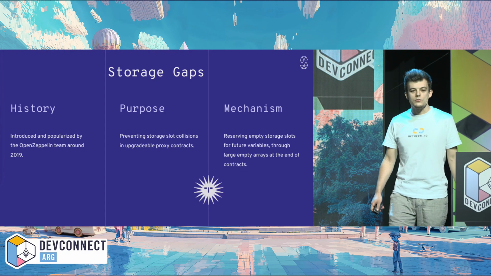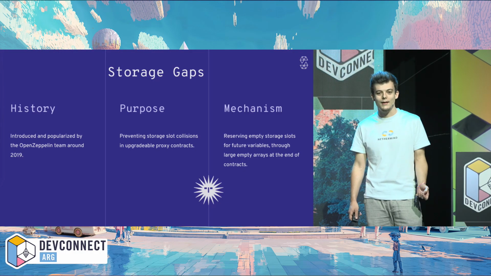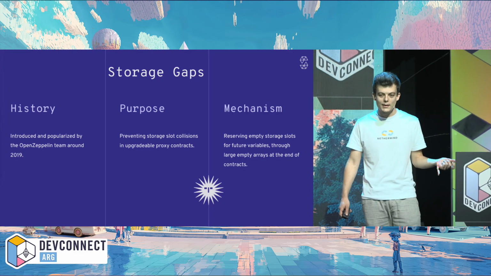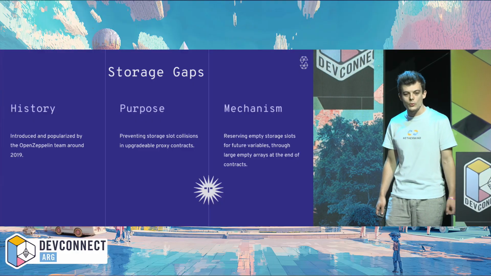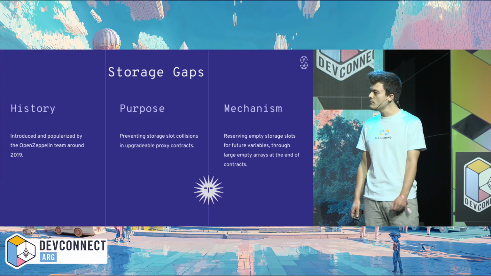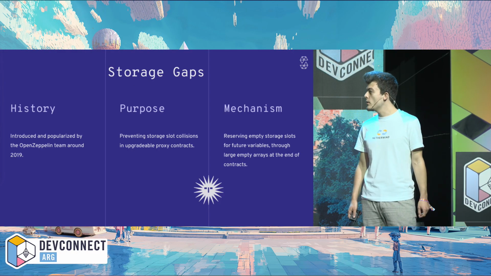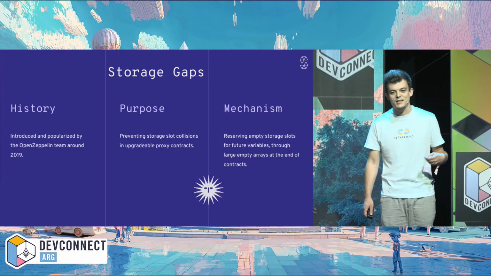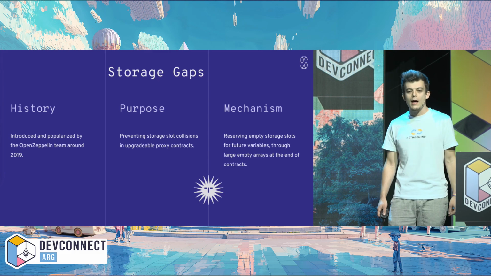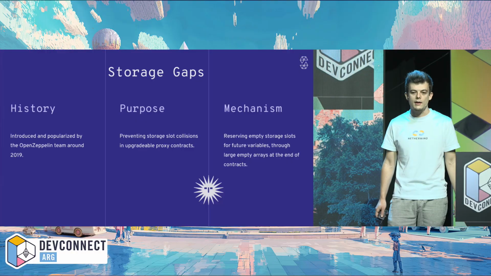So let's talk about storage gaps, because this is one possible solution to the problem. But as we can see, and in the title of the talk, storage gaps are dying, right? And we're going to see why. So basically, they were introduced around 2019 by the OpenZeppelin team. And their purpose is basically avoiding slot collisions, like we've seen. And the way they do this is by reserving empty slots. In this case, usually it's 50 slots, by using large arrays that are added at the end of every contract in our inheritance tree.